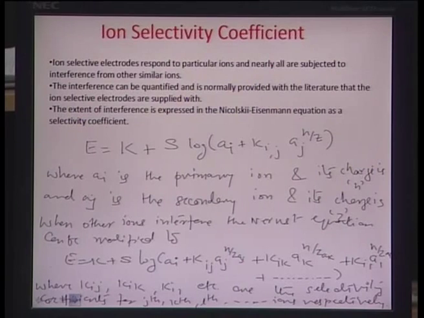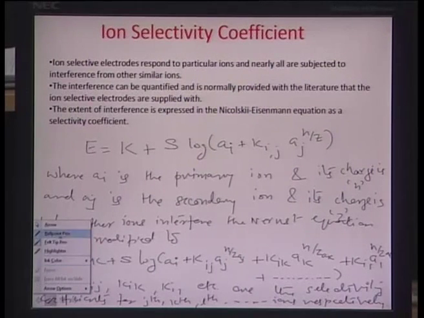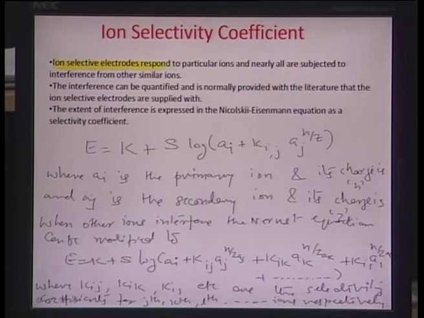So, in a nutshell, we can summarize that ion selective electrodes respond to particular ions, and nearly all are subject to interference from other similar ions. The interference can be quantified, and it is normally provided in the literature that ion selective electrodes are supplied with. The extent of interference is expressed by the Nicolsky-Eisenman equation as a selectivity coefficient.